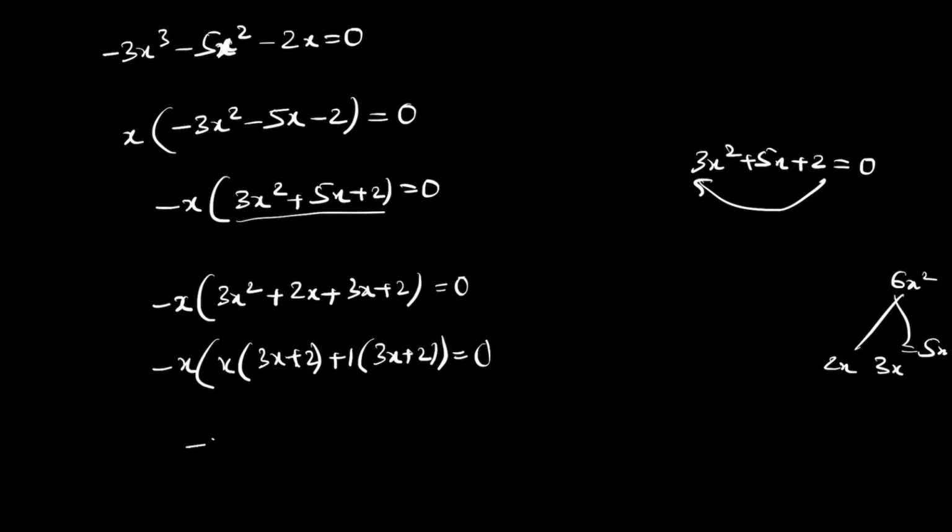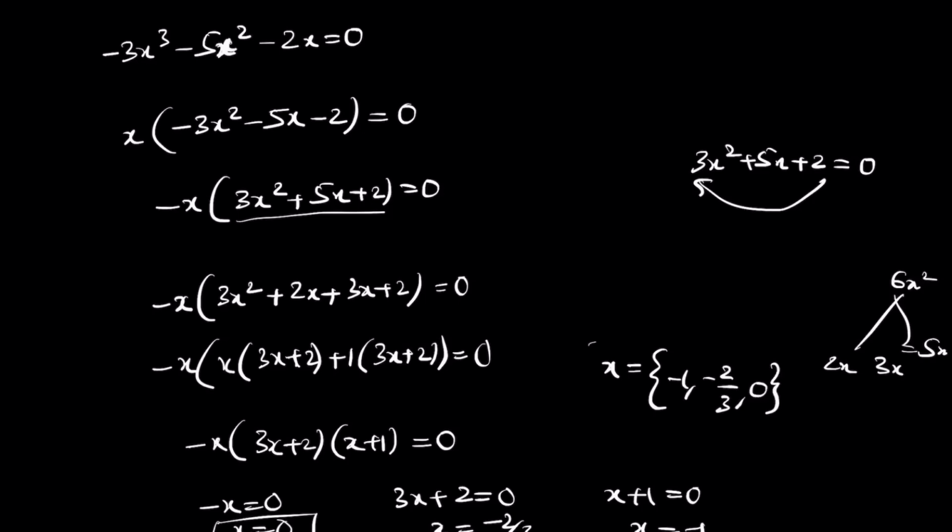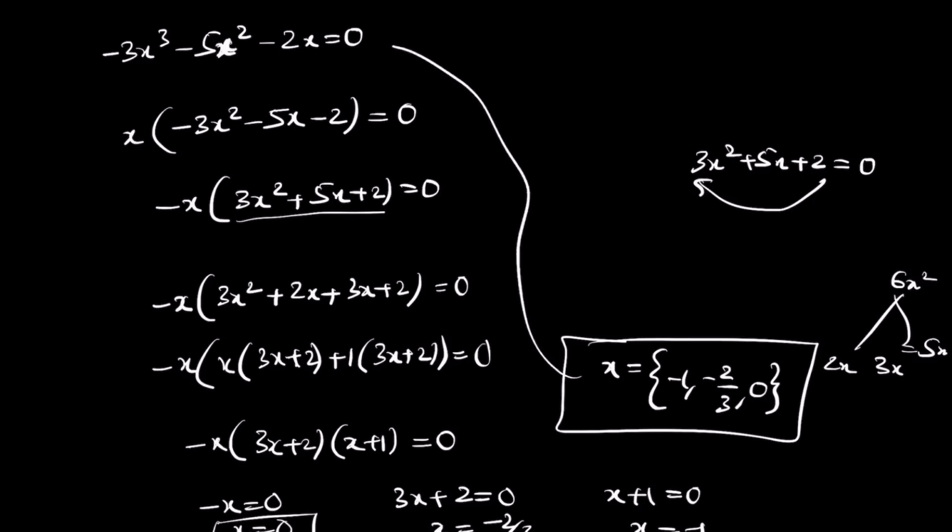So now if you take minus x times 3x plus 2 common, you have 3x plus 2 times x plus 1 equals 0. Now notice that all of them should be equal to 0. So minus x equals 0, 3x plus 2 equals 0, x plus 1 equals 0. From this, x equals 0. For this value, x becomes negative 2 by 3. So x becomes negative 1. So the solutions are x becomes minus 1 comma minus 2 by 3 comma 0. These are the set of answers for this question.